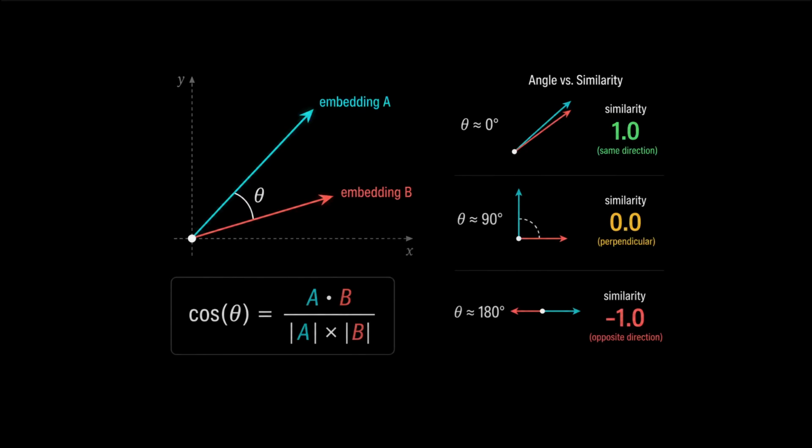Now you might be thinking, okay, so things that are similar are close in this space, but how do we actually measure closeness? You might think just measure distance between 2 points, right? Euclidean distance, like how we did it in school. And sometimes people do that, but the more common approach is cosine similarity.